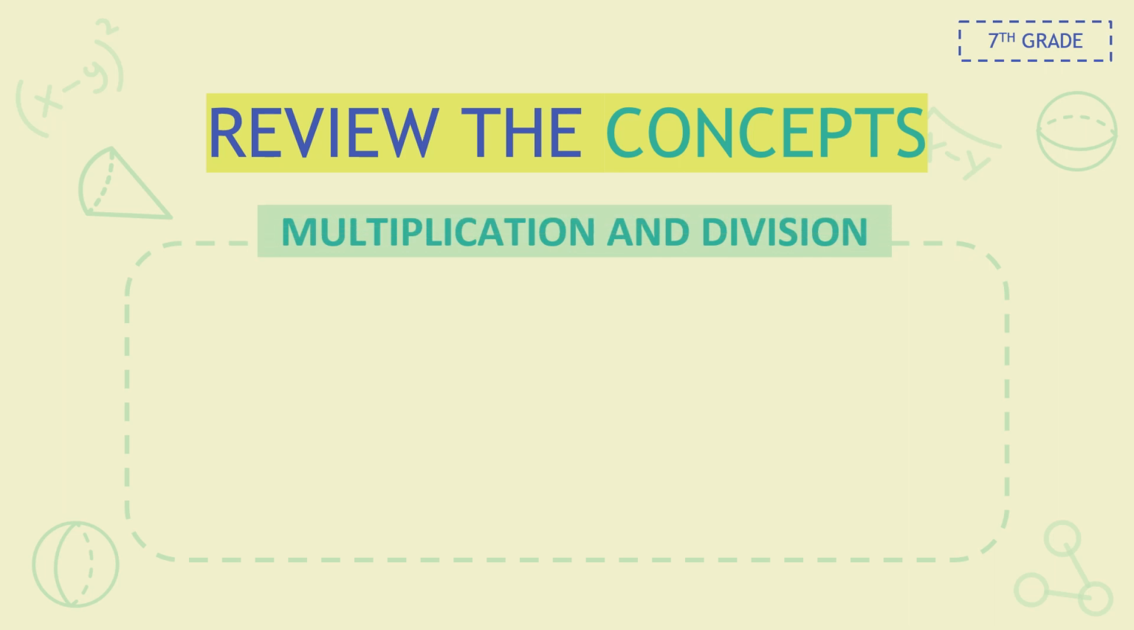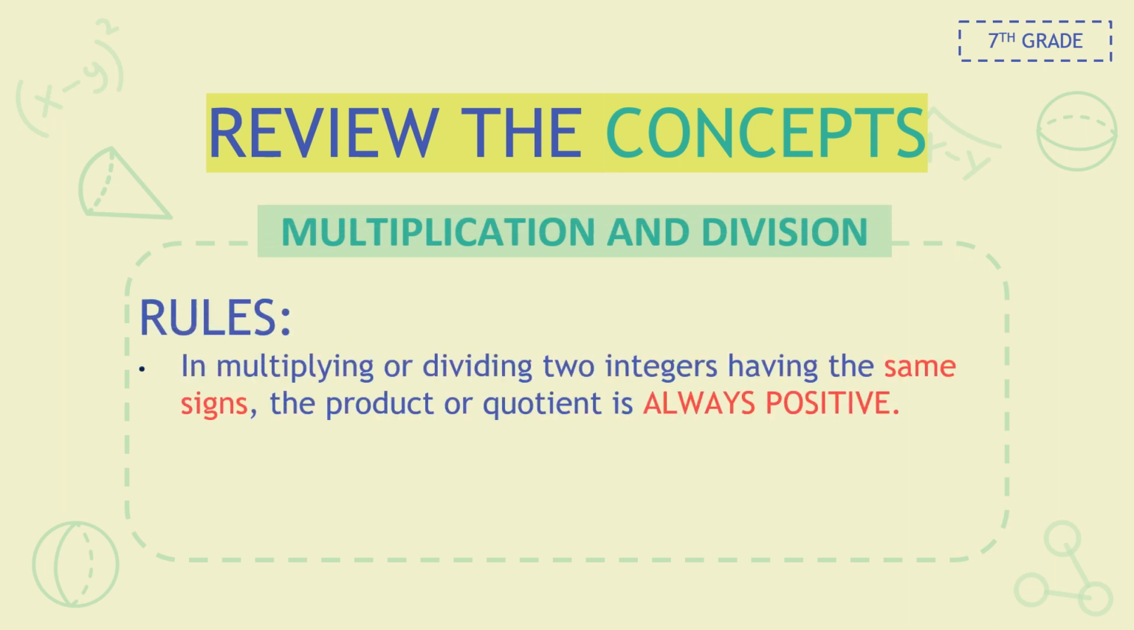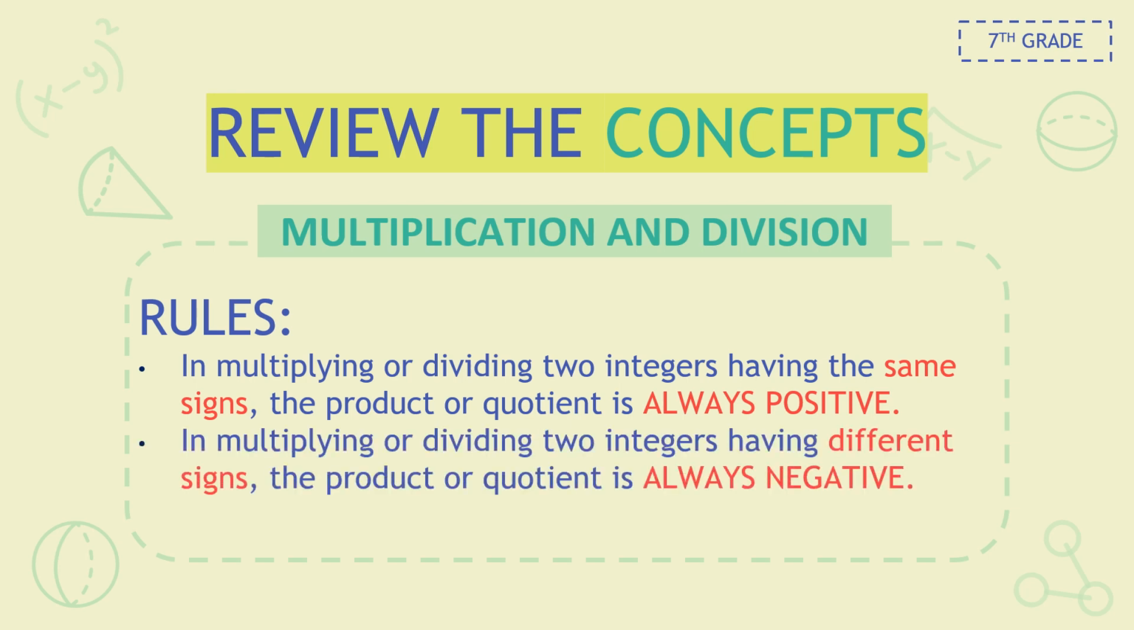Okay. And lastly, we have the multiplication and division. Again, whenever we are multiplying or dividing two integers having the same sign, the product or the quotient will always be positive. And whenever we are multiplying or dividing two integers having different sign, the product or the quotient is always negative. Okay, so that ends our discussion for the day.